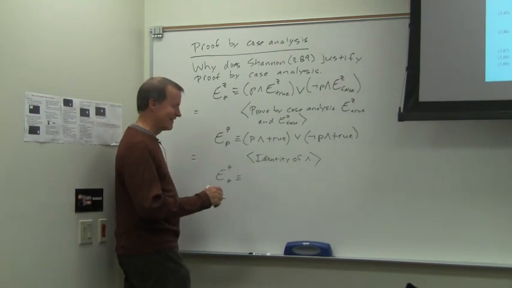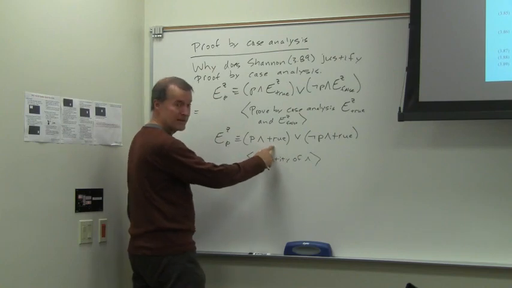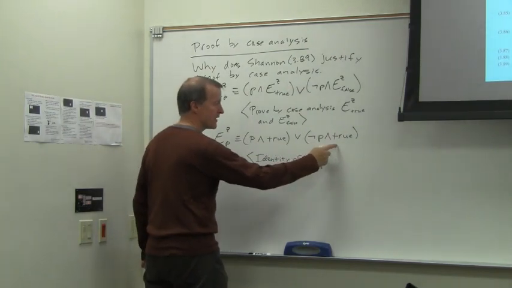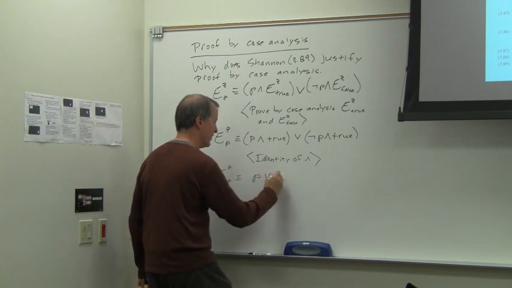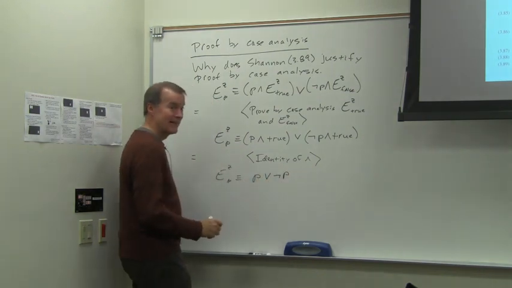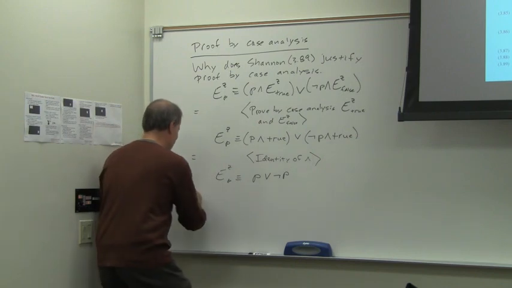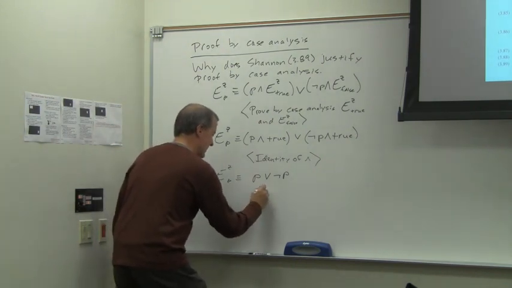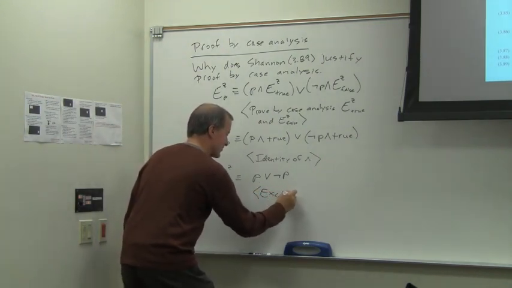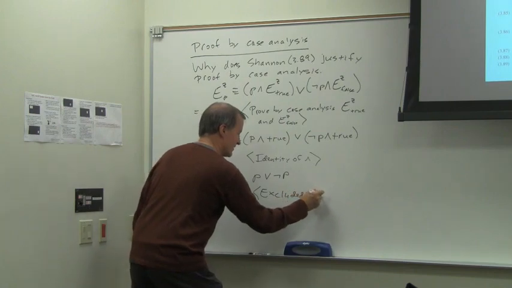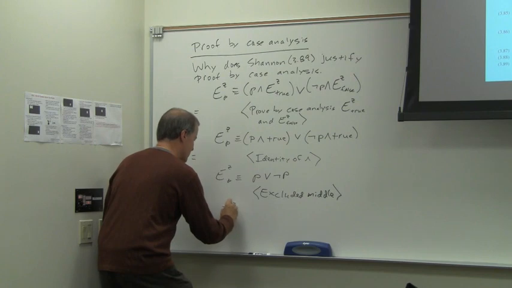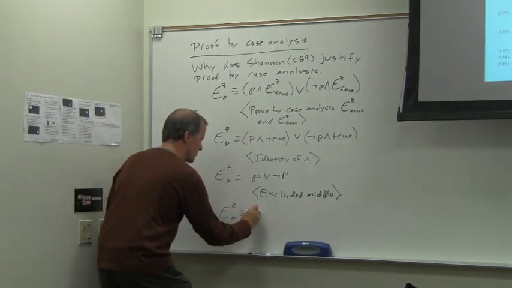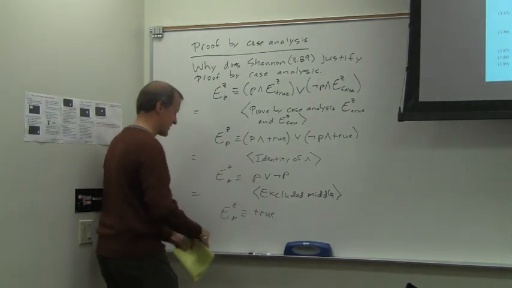Okay. Yeah, this P and true is P. And this not P and true is not P. So what do we have? P or not P, which by excluded middle equals true. This is the same as E with Z replaced by P equivales true, right? And that's exactly what we're saying.